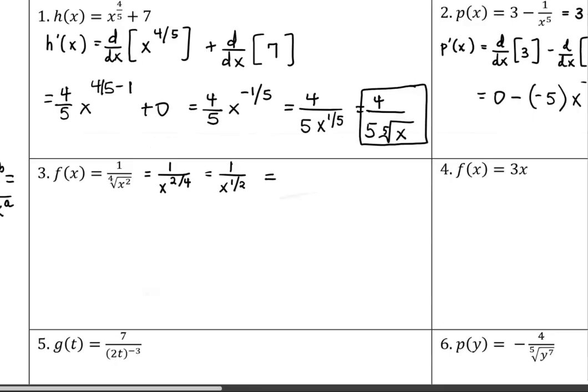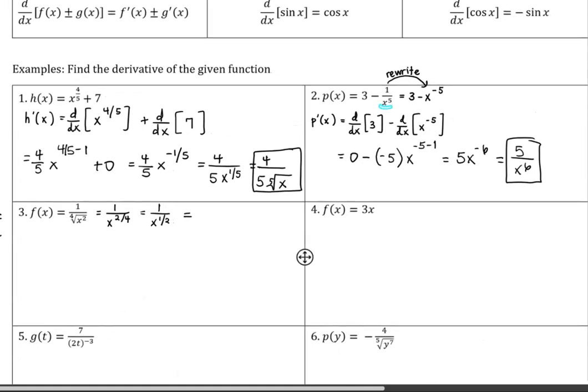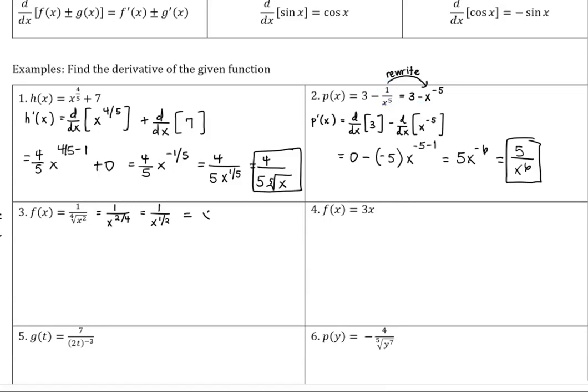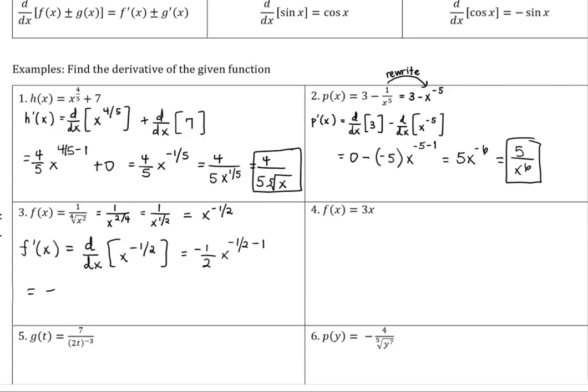And then again, similar to what we did here in example 2, where we rewrote this so that we could take the derivative of it using the power rule, I'm going to rewrite this as x to the negative 1/2. Now I'm going to come in and take my derivative. I want to know what is the derivative of x to the negative 1/2. The power rule tells us to bring the exponent of negative 1/2 down in front and to decrease that exponent by 1. We then have negative 1/2 x to the negative 3/2.